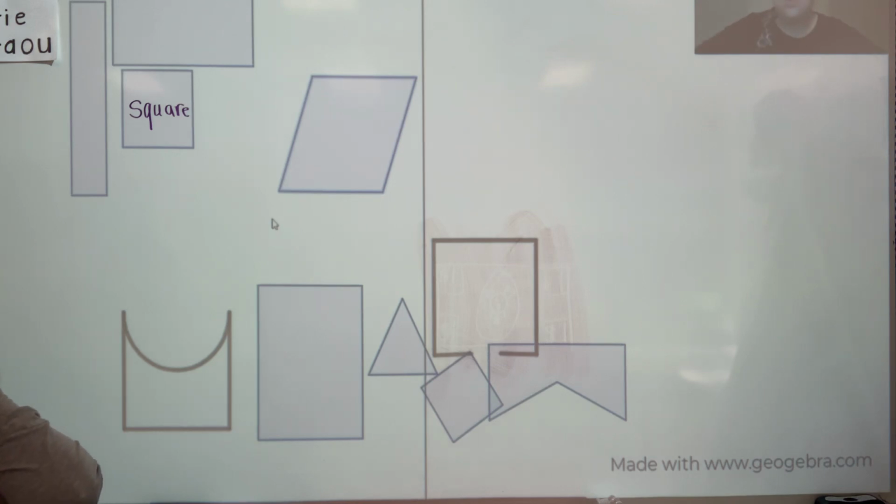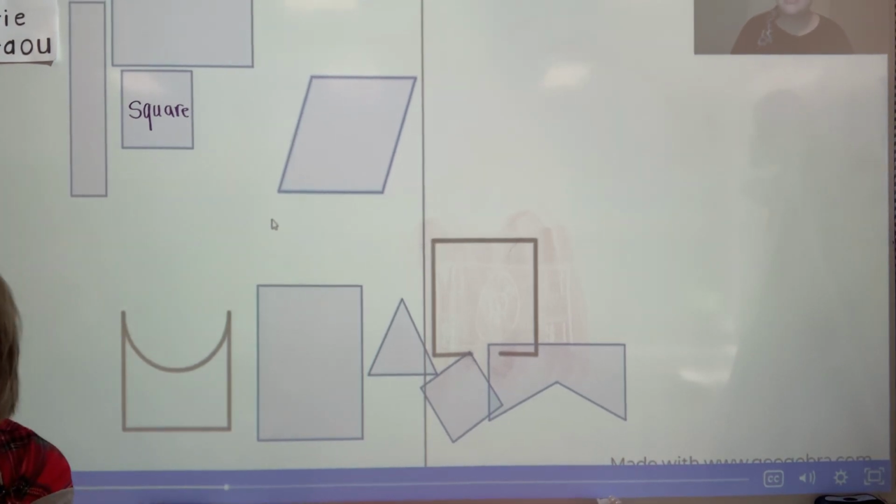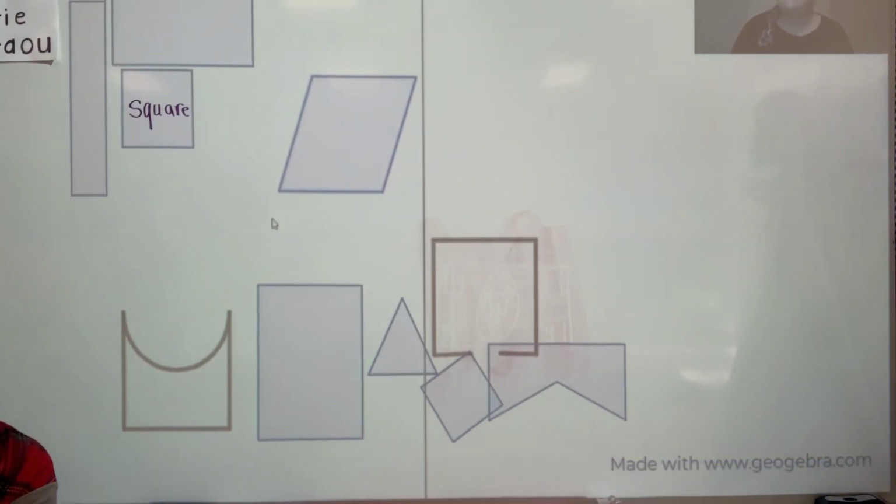The corners don't look right to me either. What do the corners of a rectangle look like? Let's think about that. Let's see what she says. Yes, they need to be L-shaped. And the corners of this shape are not in the shape of an L, are they?